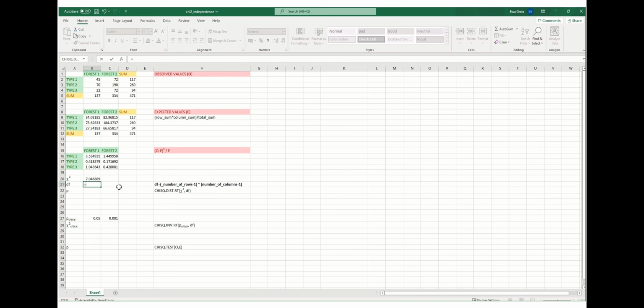The degrees of freedom are calculated by multiplying the number of rows minus 1 by the number of columns minus 1. In our case, with 2 forest types and 3 tree types, we have 2 degrees of freedom. To assess whether the distribution of tree types is independent of forest type, we calculate the p-value corresponding to our chi-square statistic using the appropriate Excel function.